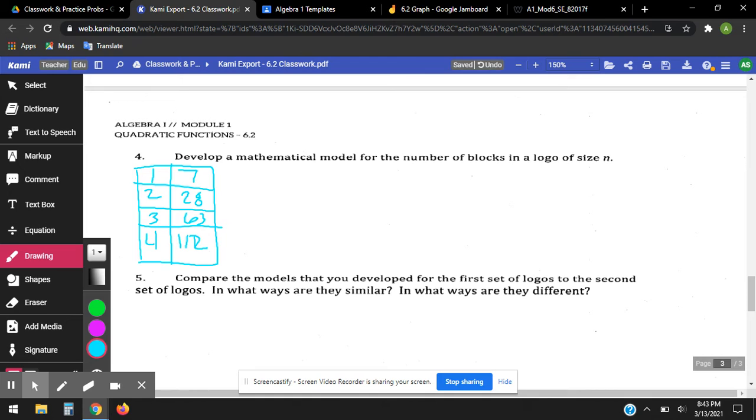Well, 28 minus 7 is 21. 63 minus 28 is 35. 112 minus 63 is 49. That's a difference of 14 and 14. Okay, so I have that common difference, only it's a second difference, right? My first common difference is different, but my second common difference is the same.